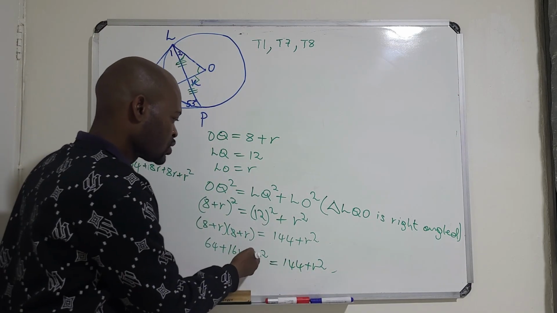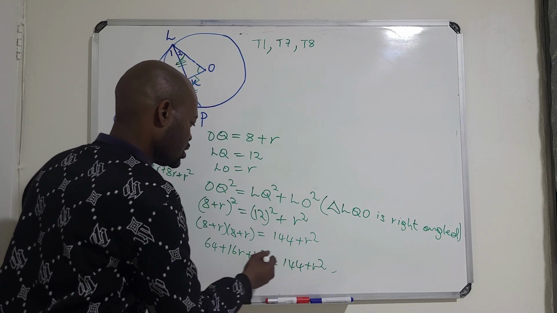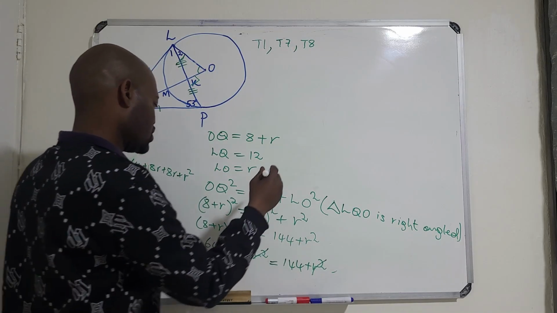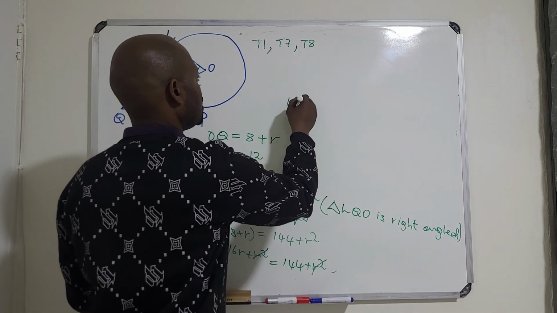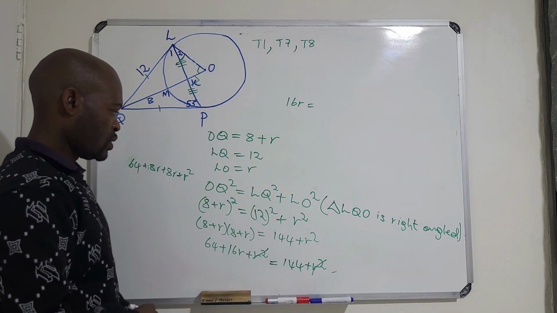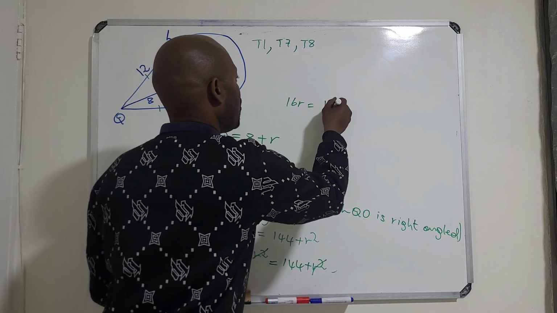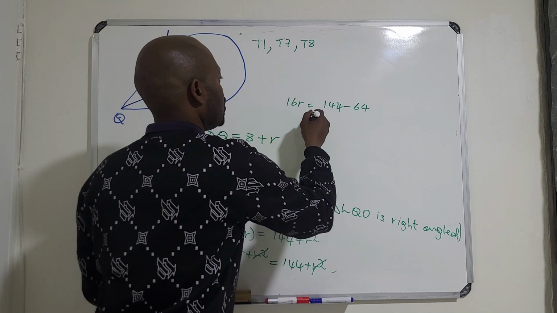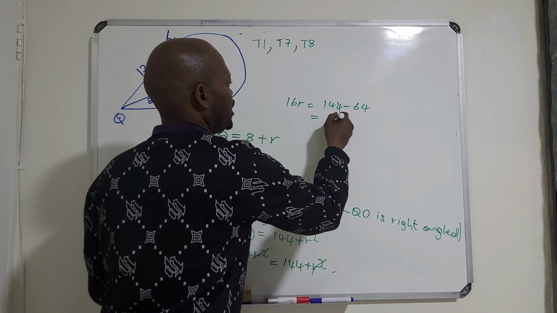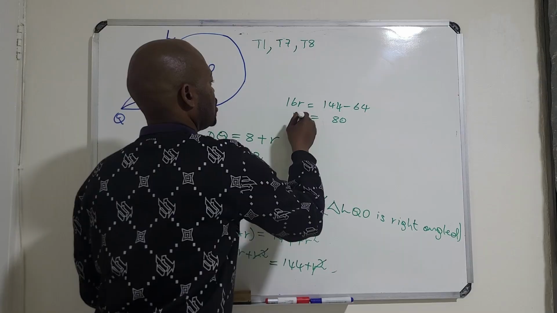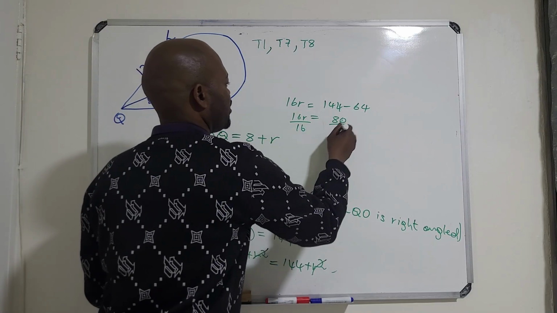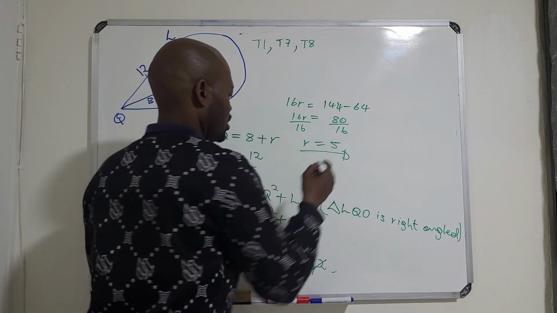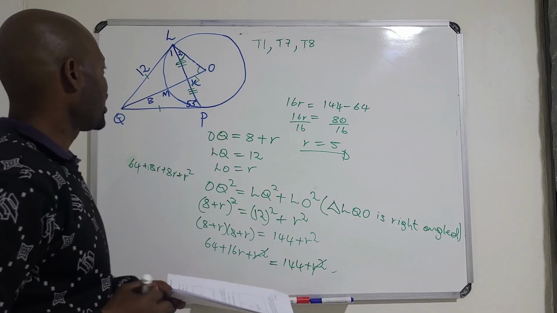Now, R squared and R squared will cancel each other. This cancels that. This side is going to be 16R, which is equals to 144 minus 64, which is equals to 80. Divide by 16, divide by 16, R is equals to 5. Therefore, our radius is equals to 5.